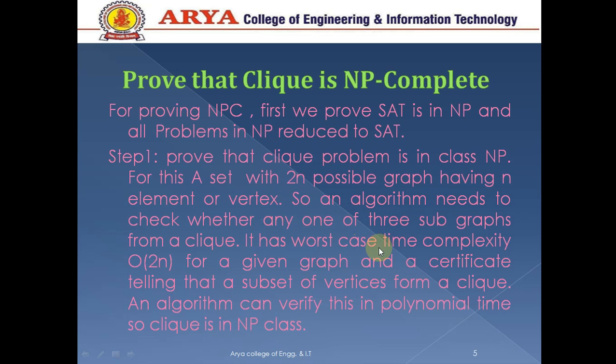It has a worst case time complexity of the order of 2 to the power n for the given graph. And if we have a certificate telling that a subset of the vertices forms a clique, then we can easily verify it in polynomial time. So clique is an NP-complete problem, or we can say this is in the NP class.